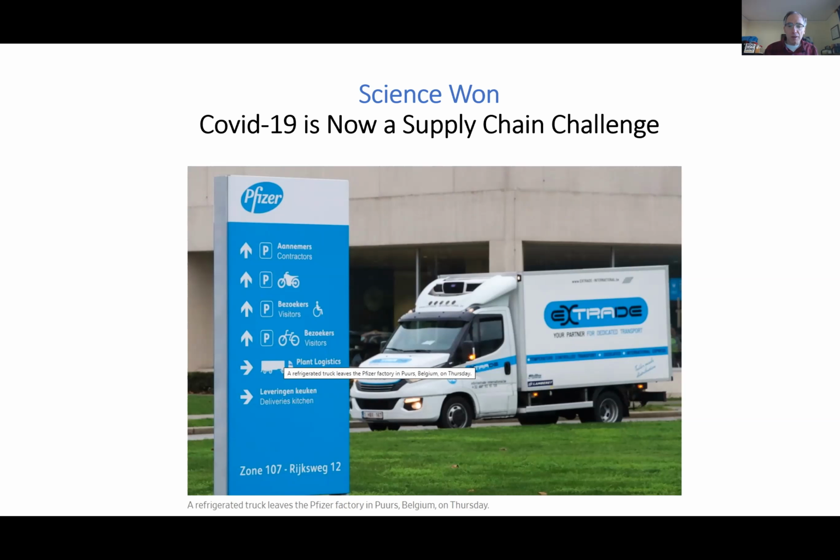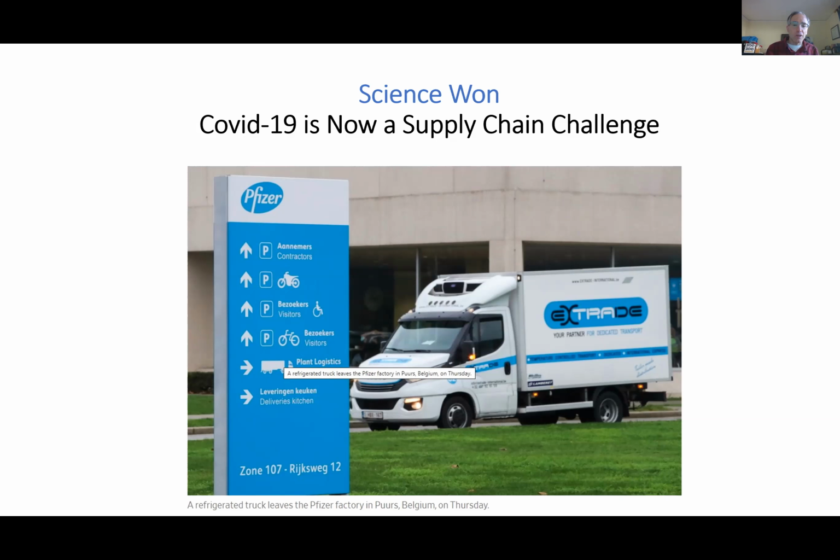I'll finish with this photo of Pfizer. So Pfizer is a vaccine that's probably going to be approved by the FDA this coming week, and they'll start distributing it. So science has done an incredible, successful job in record time developing a vaccine. So science has done its job. But now really what the vaccine is about, now that science has succeeded, is it's a supply chain challenge.